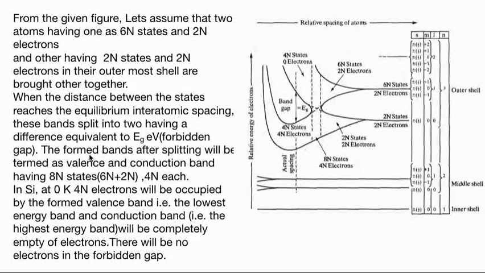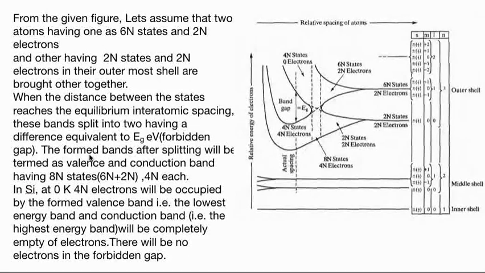When the distance between their states reaches the equilibrium interatomic spacing, these bands split into two, having an energy difference known as Eg or forbidden gap. The formed bands after splitting will be termed as valence and conduction band, having 8n states, 6n of the former and 2n of the latter, combining to give 4n each.